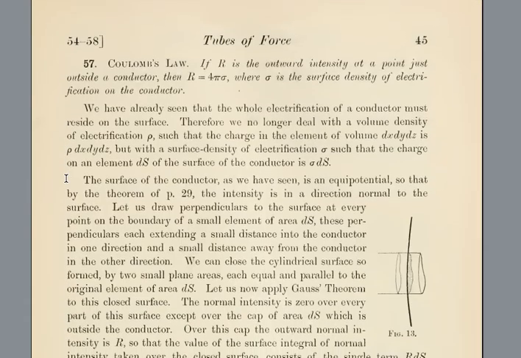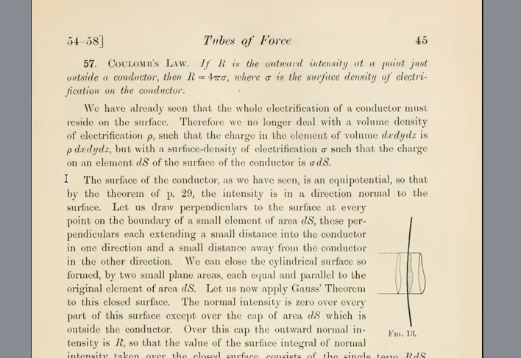57th. Coulomb's law. If R is the outward intensity at a point just outside a conductor, then R is equal to 4 pi sigma, where sigma is the surface density of electrification on the conductor. We have already seen that the whole electrification of a conductor must reside on the surface. Therefore, we no longer deal with a volume density of electrification rho, such that the charge in the element of volume dx multiplied by dy multiplied by dz is rho multiplied by dx multiplied by dy multiplied by dz, but with a surface density of electrification sigma, such that the charge on an element ds of the surface of the conductor is sigma multiplied by ds.